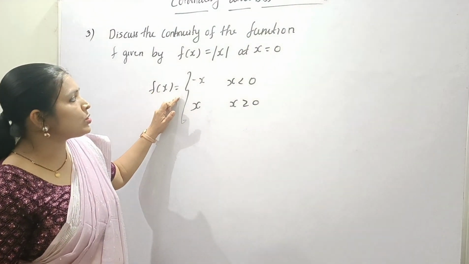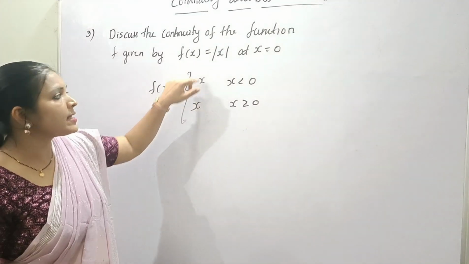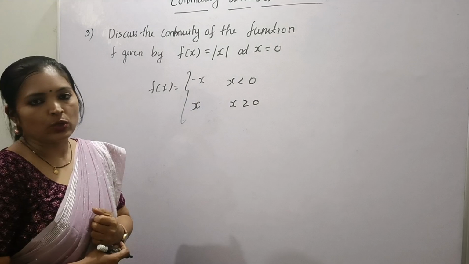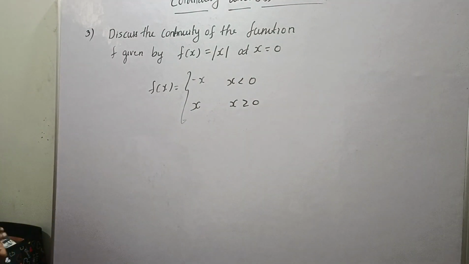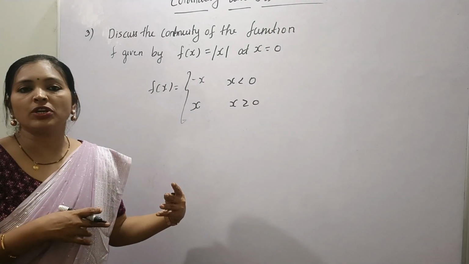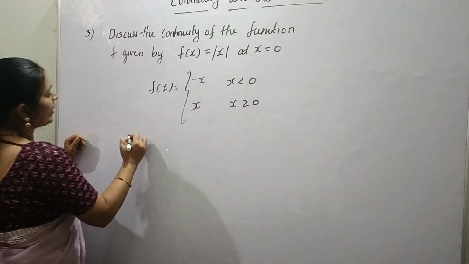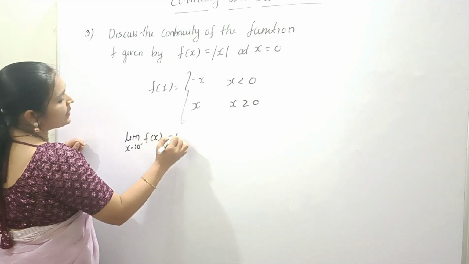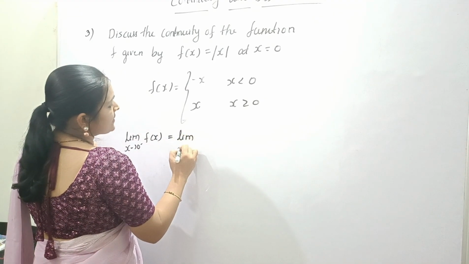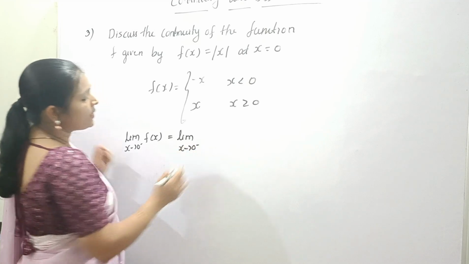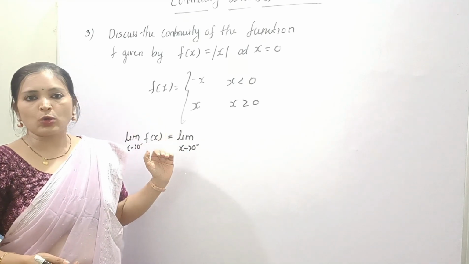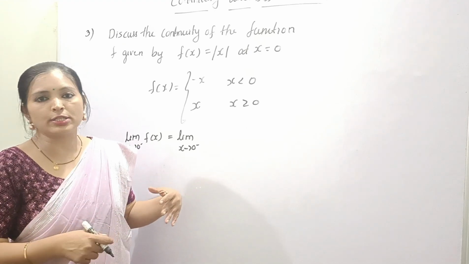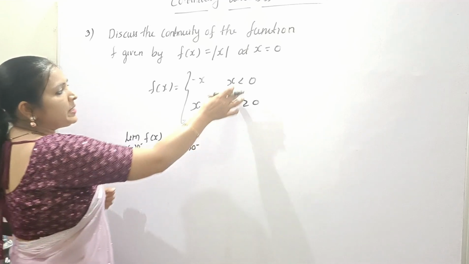So modulus x is equal to minus x when x is less than 0, and f of x is equal to x when x is greater than or equal to 0. So here let's find the left hand limit and right hand limit of the function. That is, limit x tends to 0 minus f of x. 0 minus means left of 0, and in left of 0 the numbers will be less than 0, that will be minus. So that means x less than 0.